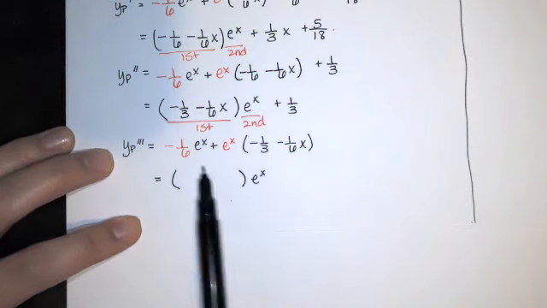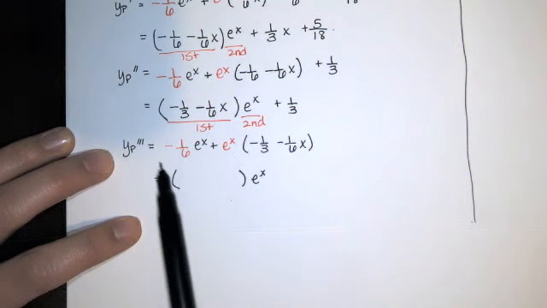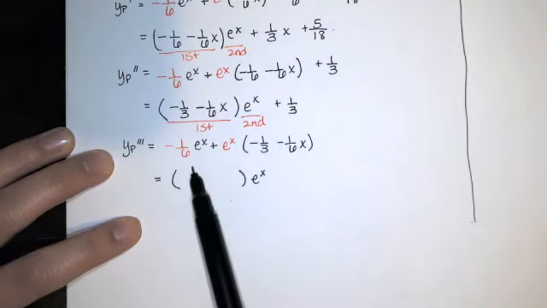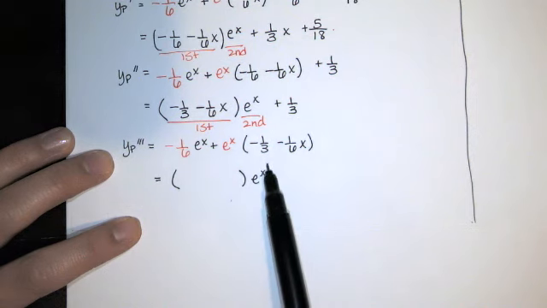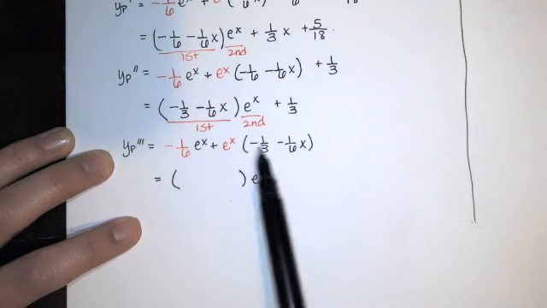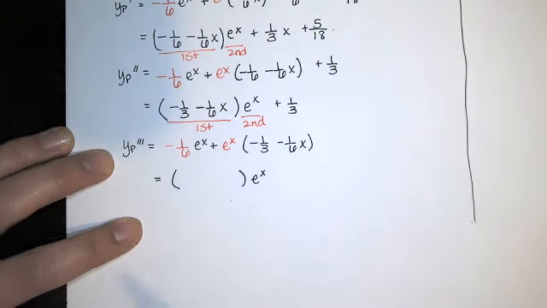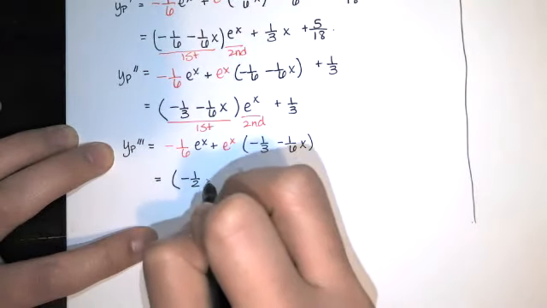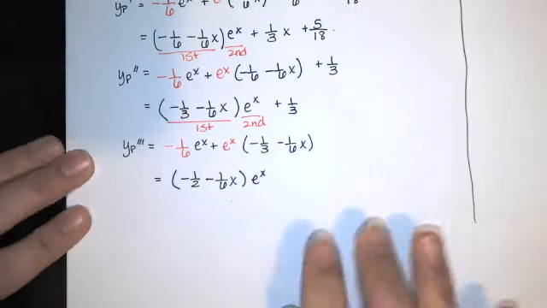Okay, so we factor out the e to the x, and we've got a negative 1/6 here, minus 1/3, or that's negative 1/6 minus 2/6, excuse me. So minus 1/6 minus 2/6 is going to be minus 3/6, or negative 1/2. And then we have that negative 1/6 x there.